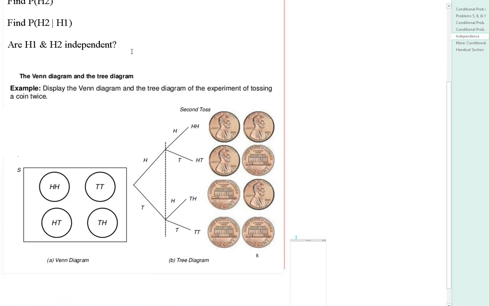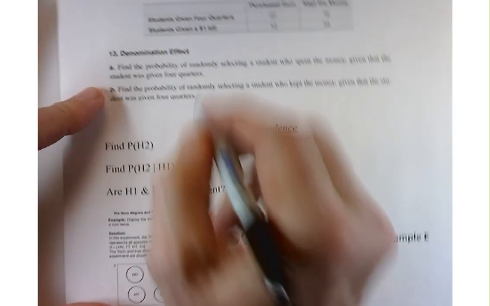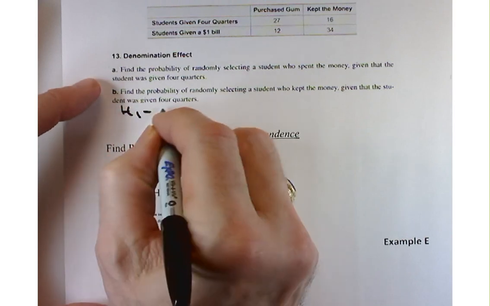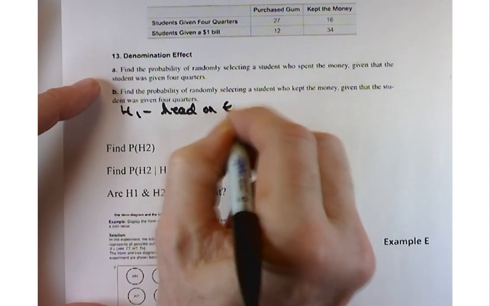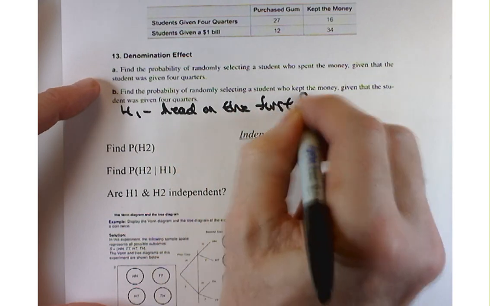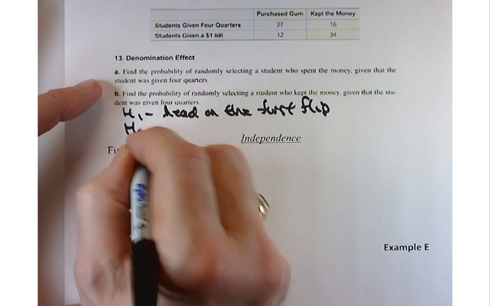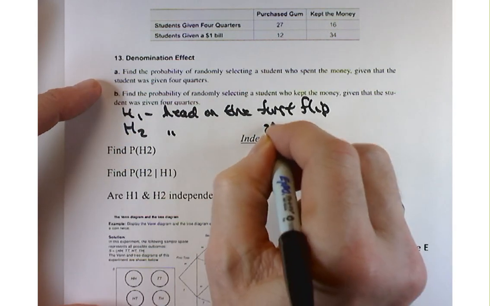I'm going to let H1 be the event of getting a head on the first flip out of 2. We're going to flip a coin twice. This is the sample space right here. So you could have head on the first one, head on the second one, head and a tail, tail and a head, tail and tail. So there's a total of 4 things that can happen. H1 is the event of a head on the first flip, and H2 is likewise, except the head on the second flip.